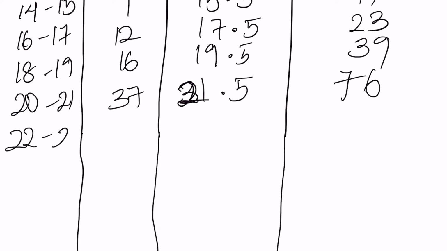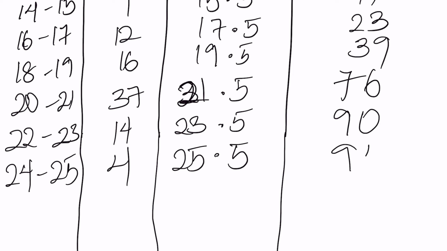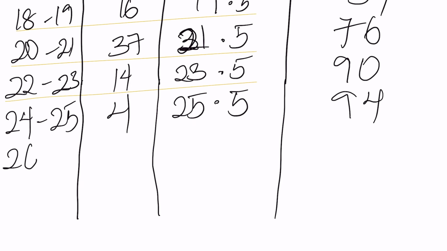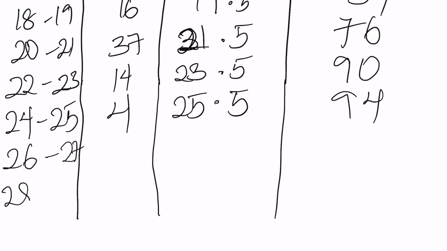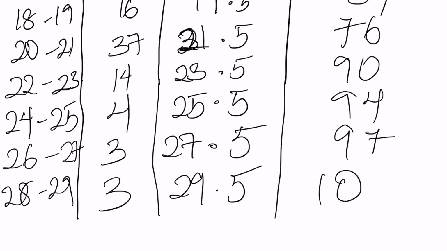From our 22 to 23, we have 14, with upper limit 23.5, and 76 plus 14 is 90. We have 24 to 25, which is 4, with upper limit 25.5, and the cumulative frequency is 94. We have 26 to 27 and 28 to 29, each 3, with upper limits 27.5 and 29.5. So the cumulative frequencies are 97 and 100.